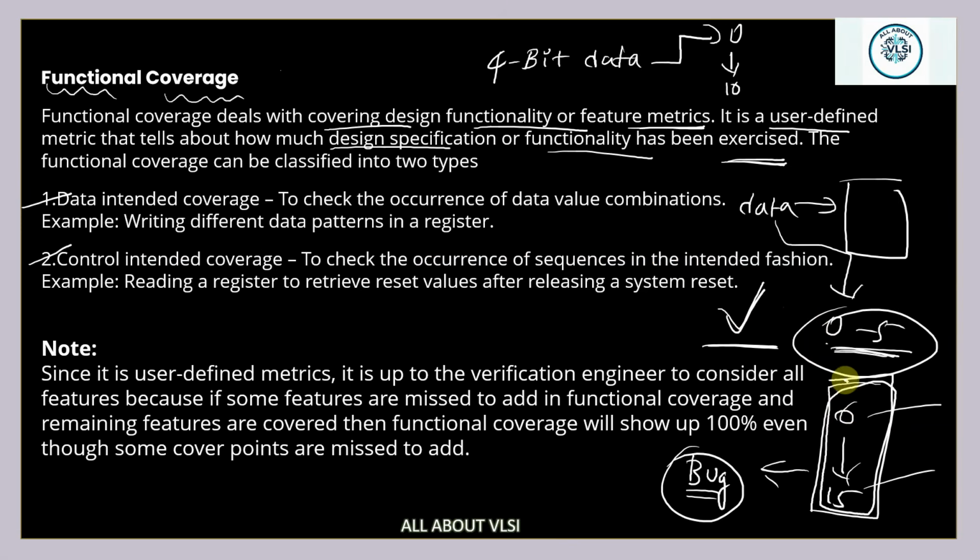In functional coverage, we are going to use something known as bins. And as I said previously, it's a user defined metric. It is up to the verification engineer to consider all the features, because if some features are missed in the functional coverage and the remaining features are covered, then functional coverage will obviously show 100 percentage. Suppose I'm not including a particular feature in my functional coverage, then it will show me 100 percentage that the design is tested very well, but there is a bug that you haven't mentioned in your functional coverage. Obviously the tool is not going to find it out.